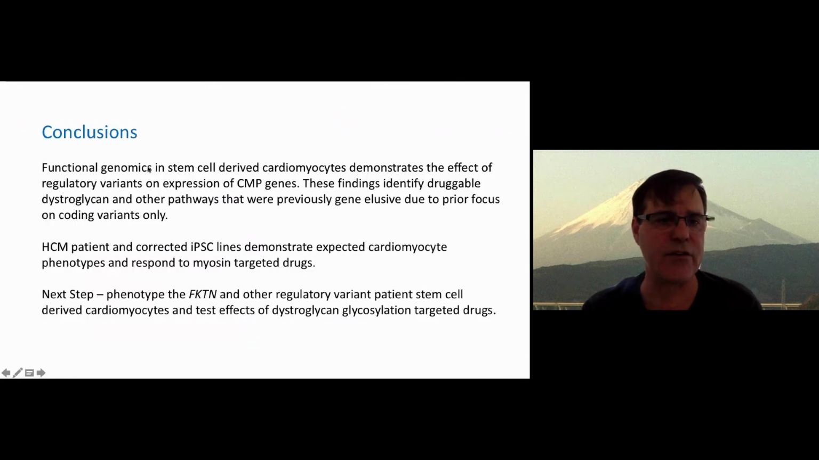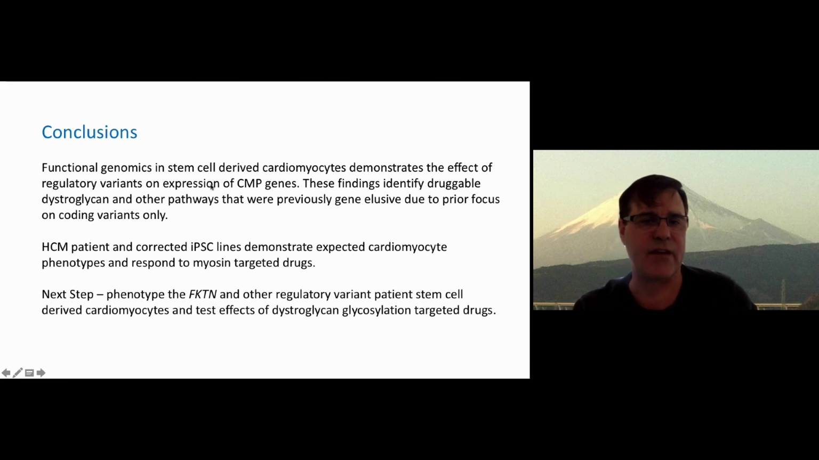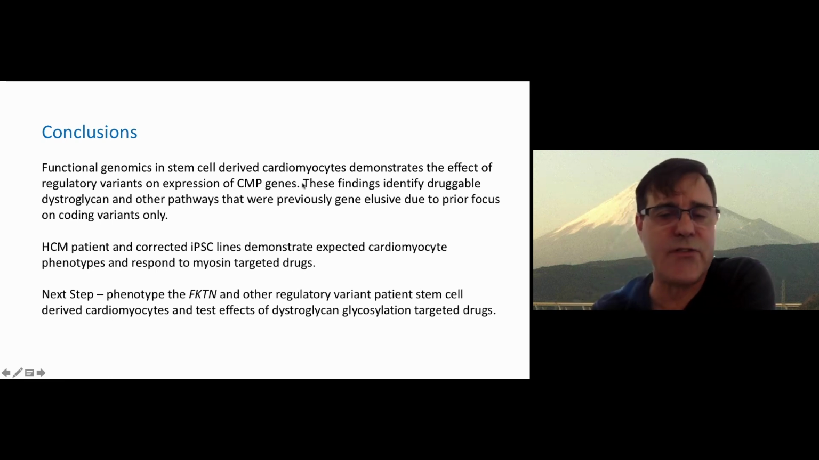So overall, in conclusion, what I've shown you is that functional genomics in stem cell-derived cardiomyocytes demonstrates the effect of regulatory variants on expression of these CMP genes. And what's, I think, quite impressive about these findings is they identify druggable dystroglycan or other pathways that were previously gene elusive. In those individuals, you didn't know that those pathways were mutated because they didn't have coding variations within the gene. It's regulatory variations upstream of the gene that control it.